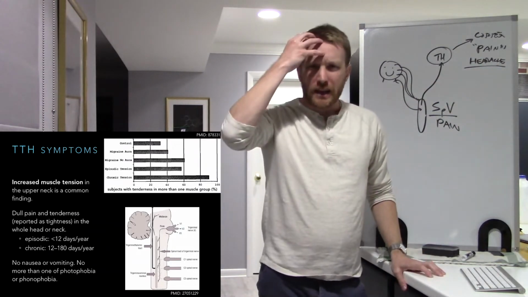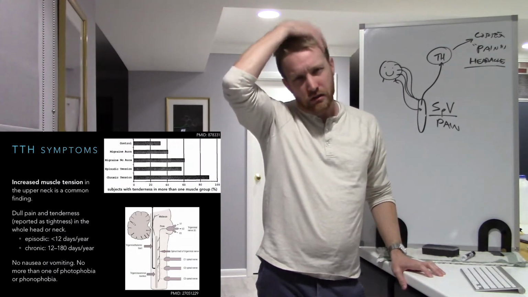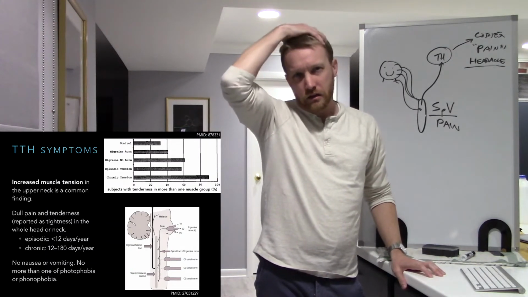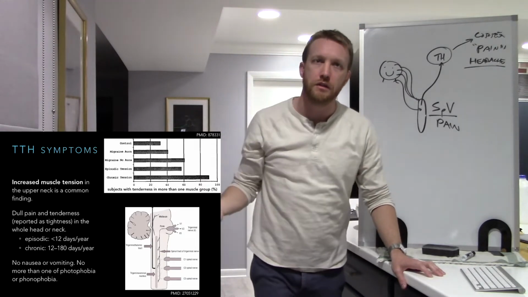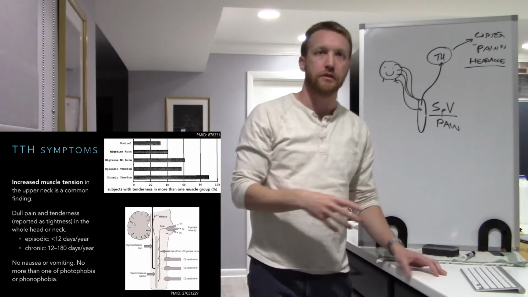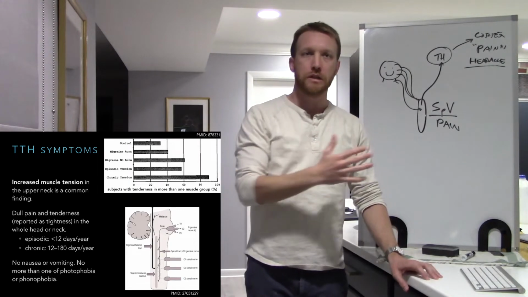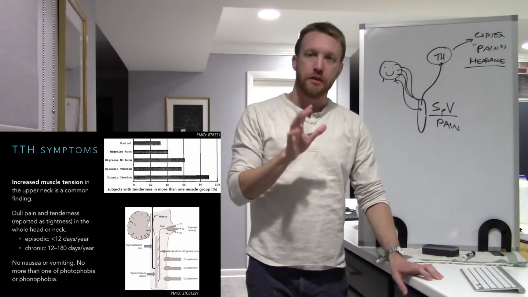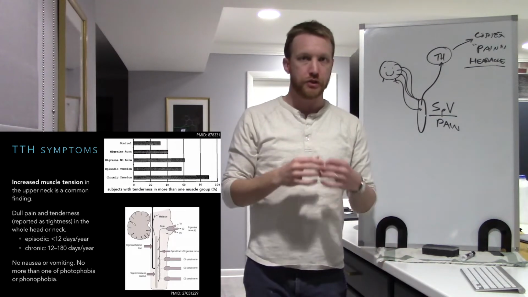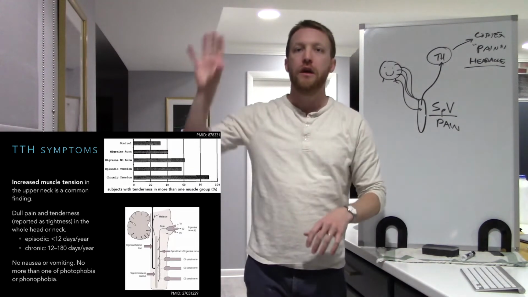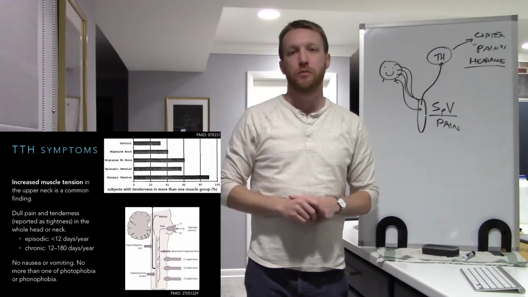So that kind of dull throbbing pain in the head, this could occur very infrequently. We could call it episodic if it's going to be fewer than 12 days out of the year. Anything more than that, we're going to call it chronic. With tension type headaches, we shouldn't see nausea and vomiting. We shouldn't have any aversion to light and sound. That's going to come on more with migraine.